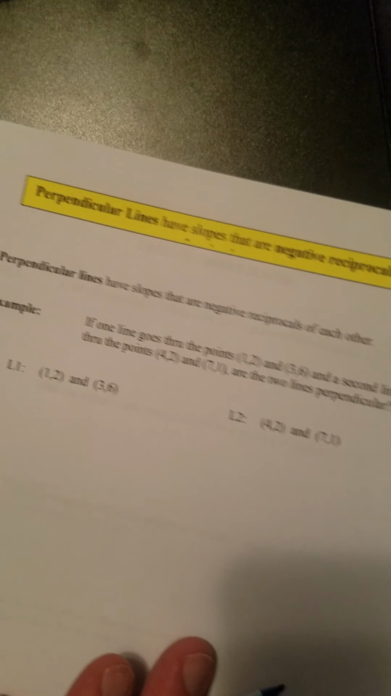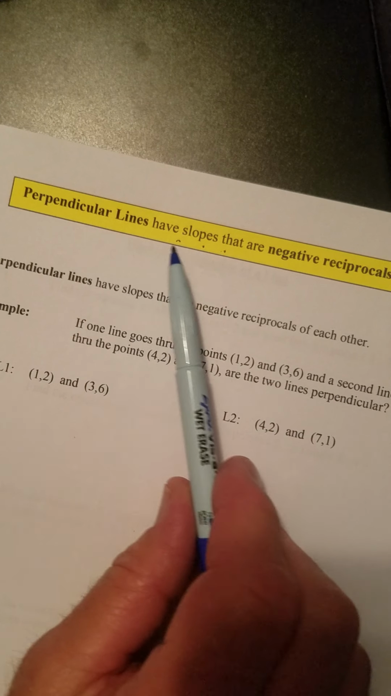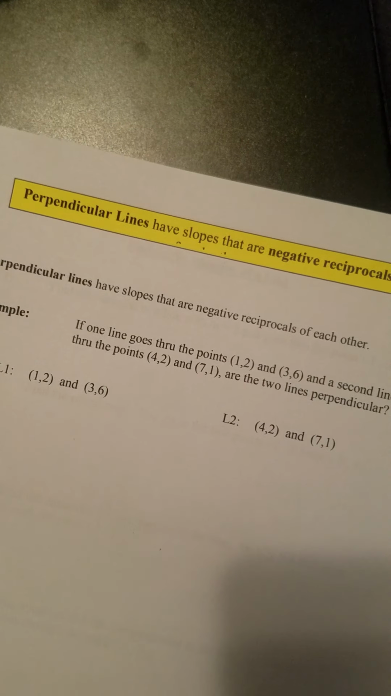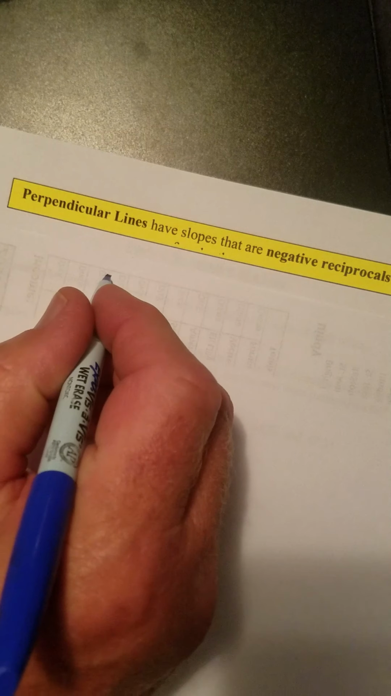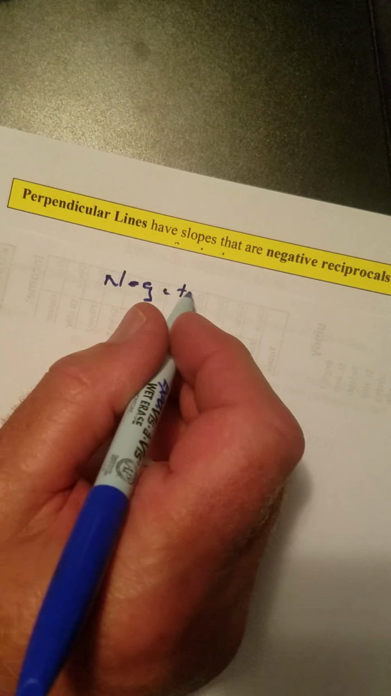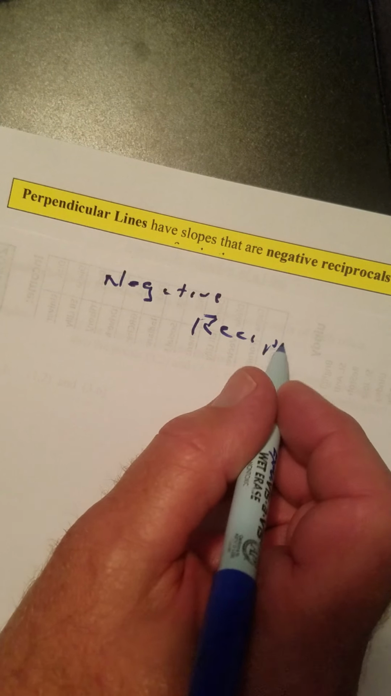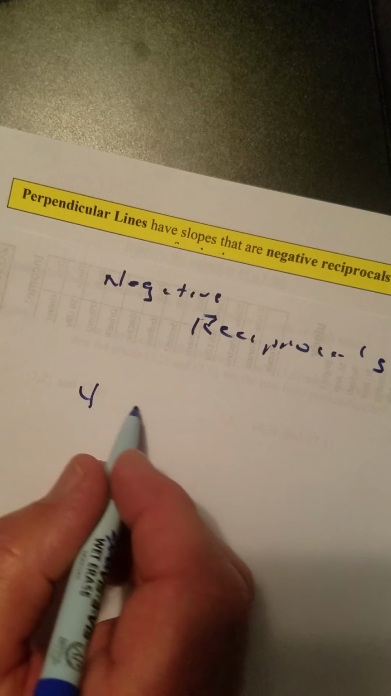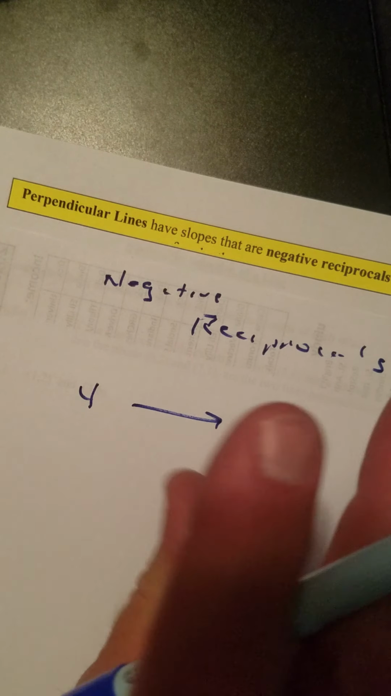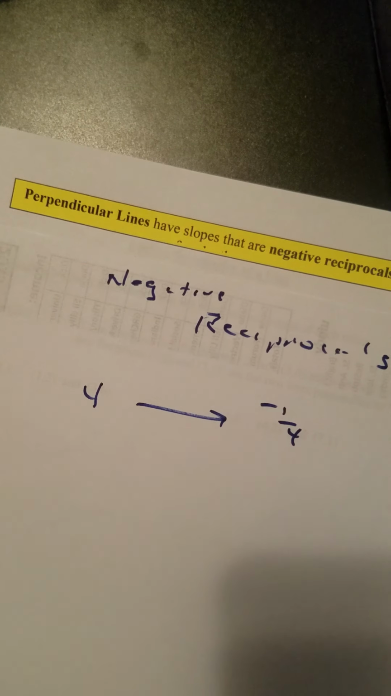Let's talk about perpendicular lines. Perpendicular lines have slopes that are negative reciprocals of each other. So let's talk about negative reciprocals. I'm going to put another piece of paper in here. Negative reciprocals. So if one number is 4, its negative reciprocal: reciprocal means flip it over, so that makes it 1/4. And when it says negative, that makes it -1/4.